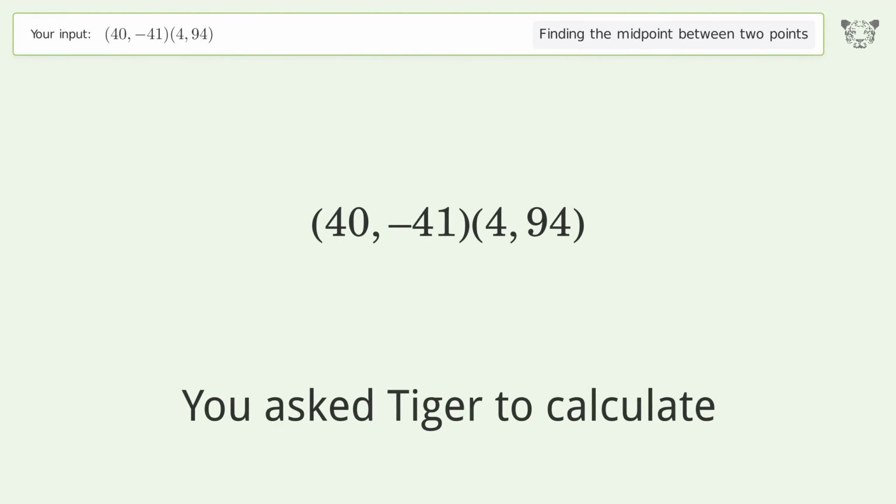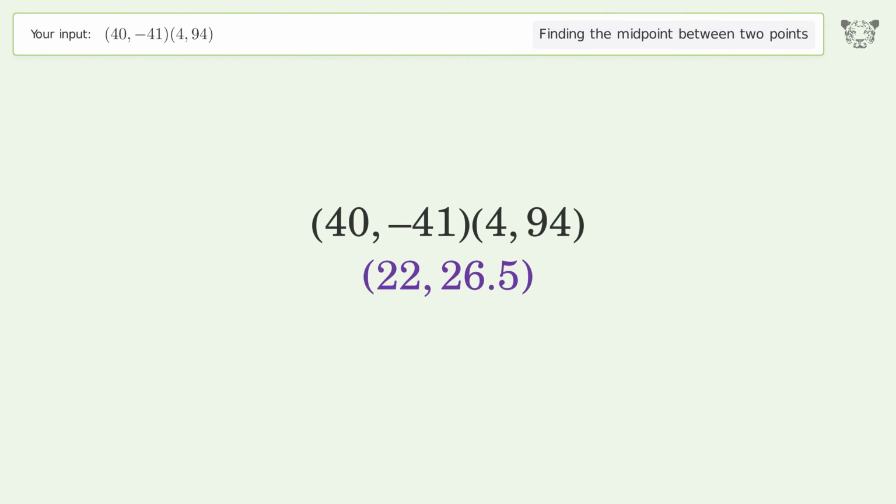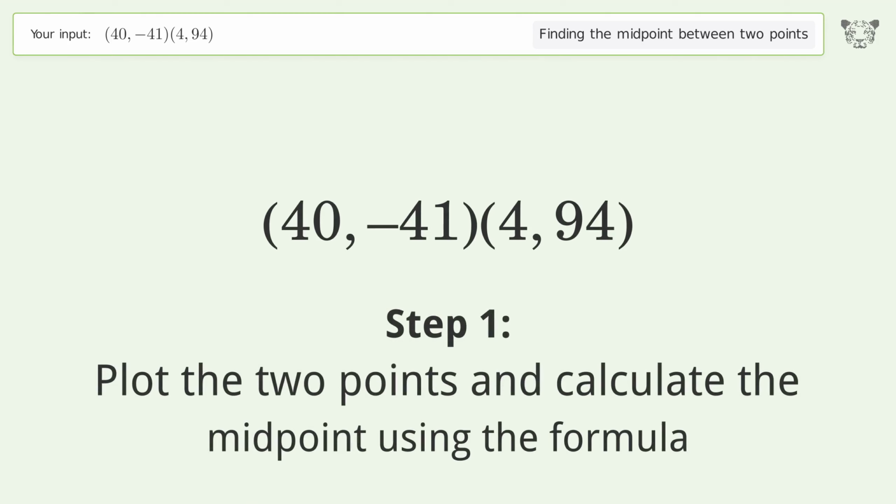You ask Tiger to calculate. This deals with finding the midpoint between 2 points. The midpoint between the 2 points is 22, 26.5. Let's solve it step by step. Plot the 2 points and calculate the midpoint using the formula.